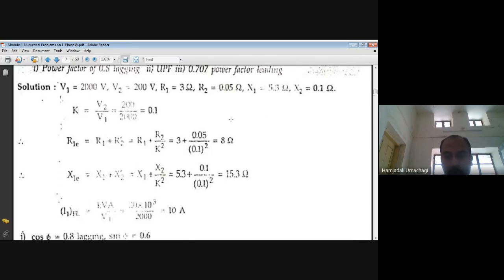X1 value is 5.3, X2 dash means X2 by K square. X2 value is 0.1 and the value of K is 0.1. So it will be 0.1 whole square, and X1E value will be 15.3 ohms.